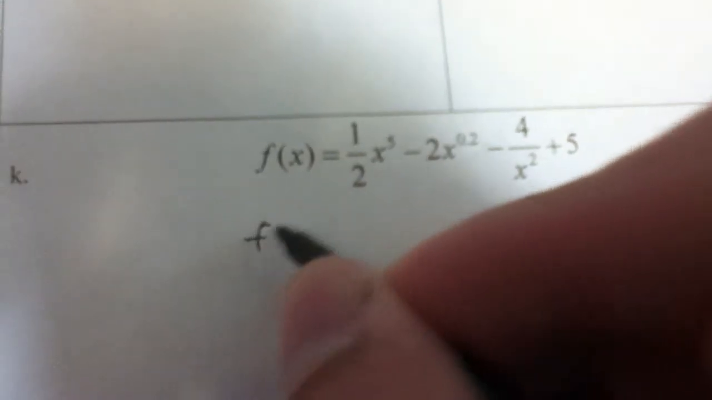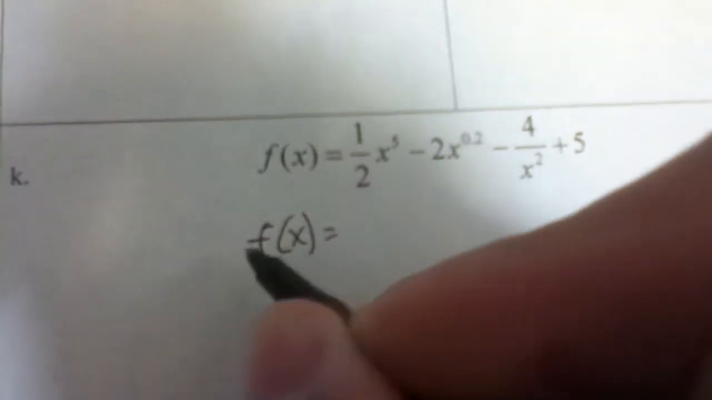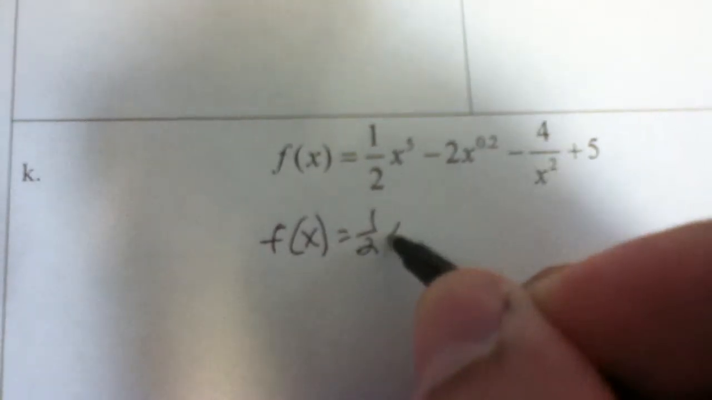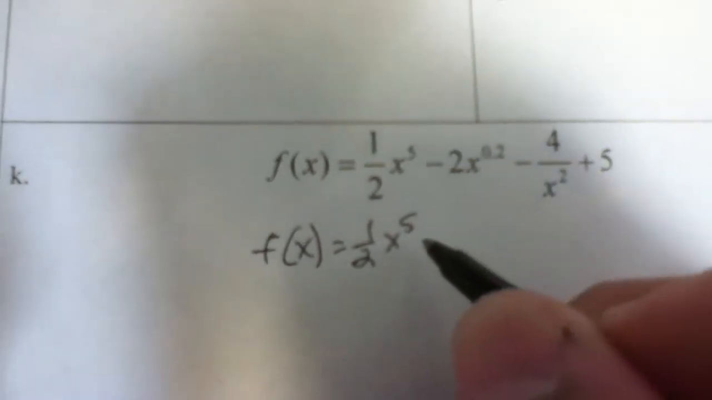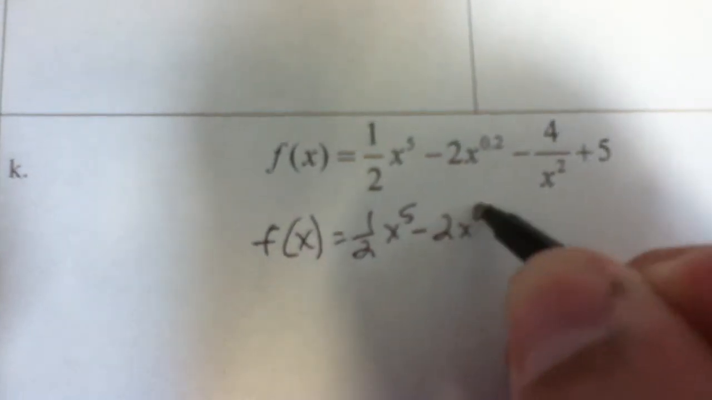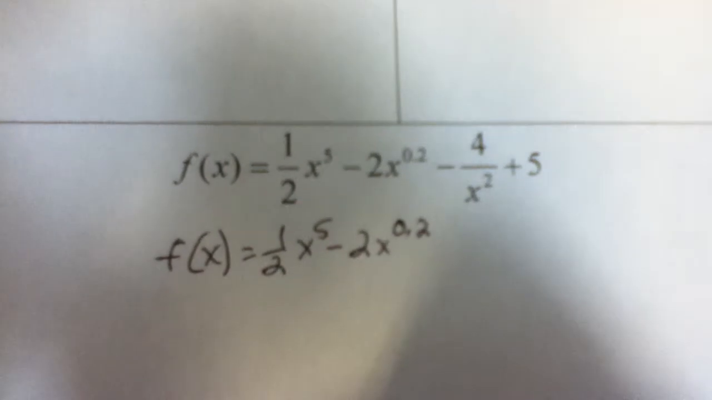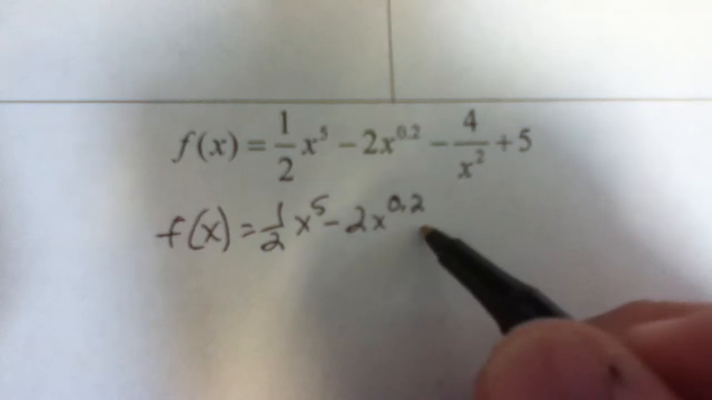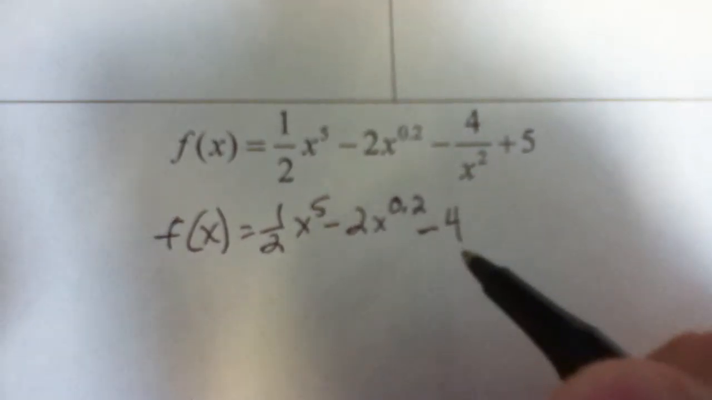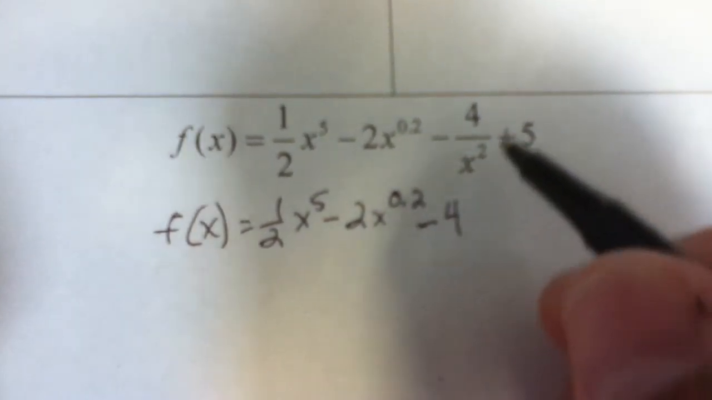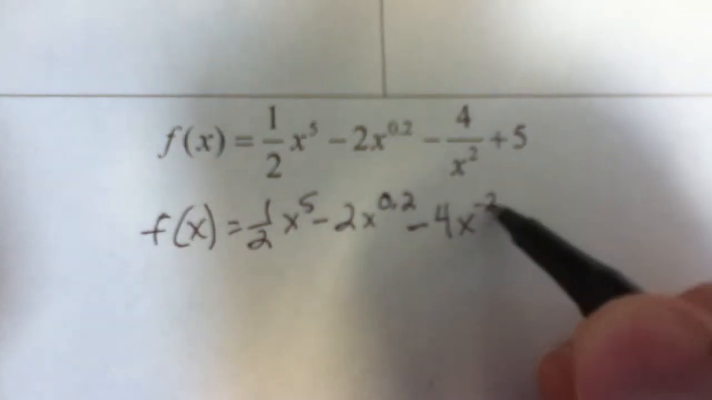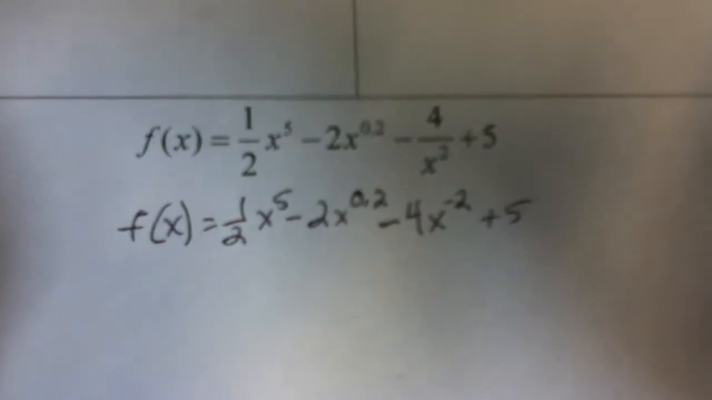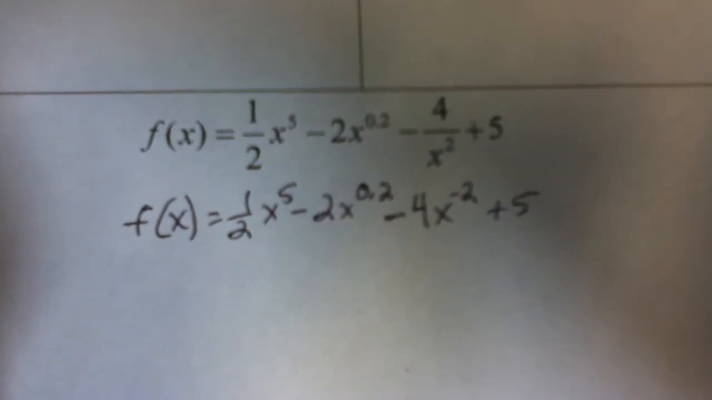Notice when I rewrite, I'm not taking the derivative, so I just put f of x. I have a coefficient in front, number in front, x to the fifth, that one's ready to go. Number in front, x to the 0.2, even though it's a fraction, it's ready to go. But the third one, I have x squared in the denominator, so I'm going to rewrite that. I have the negative 4 in front, x squared, when I move it up, will become x to the negative 2 plus 5. So again, I rewrote it first.